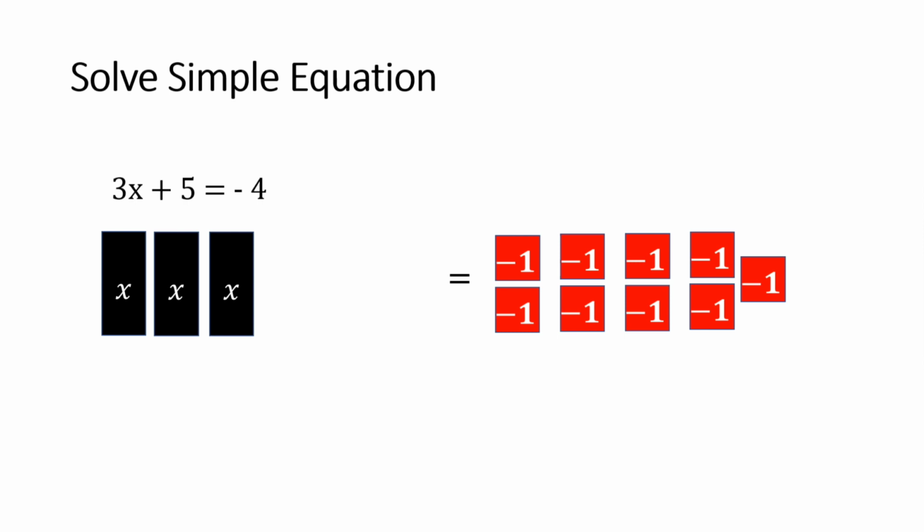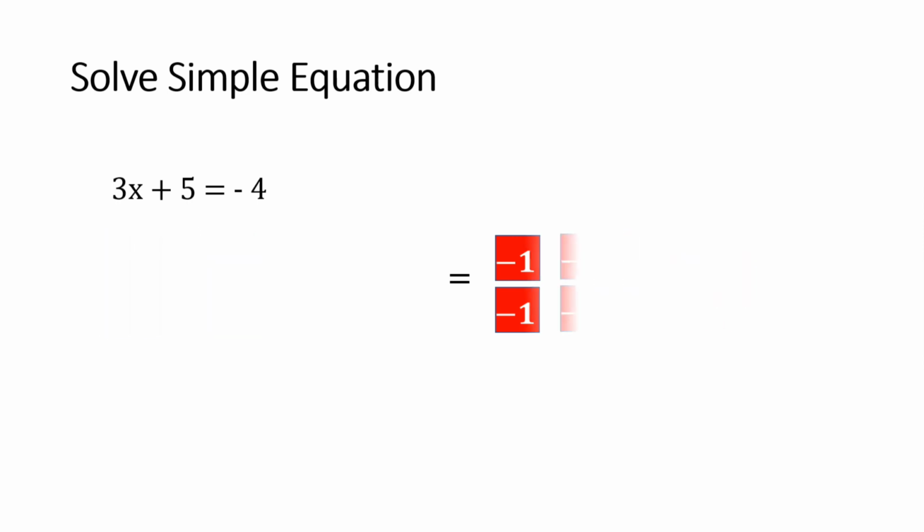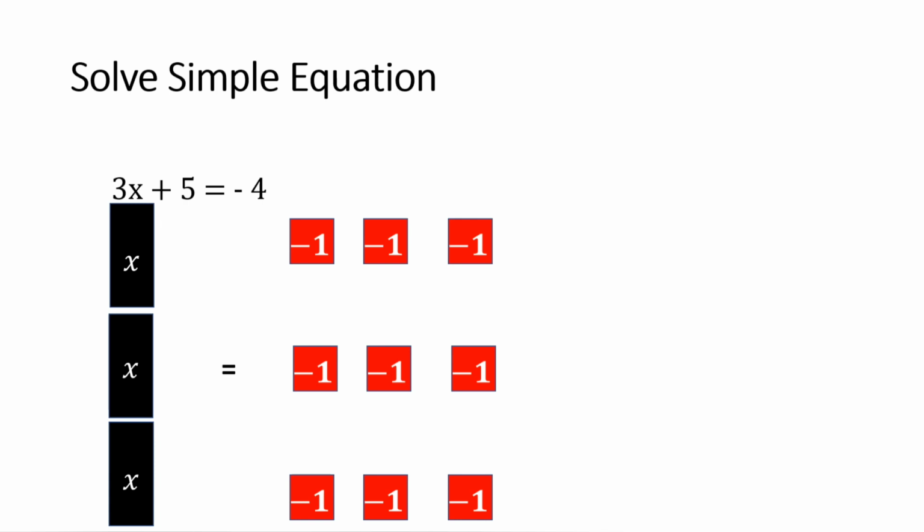Now it's difficult to see our answer in this form. So what we do, since there are 3 x's on the left-hand side, is pair the unit tiles off in groups of 3. Let us do a rearrangement. So now that we have rearranged the tiles, we can see that each x tile is equal to negative 3. This tells us our answer: x is equal to negative 3.